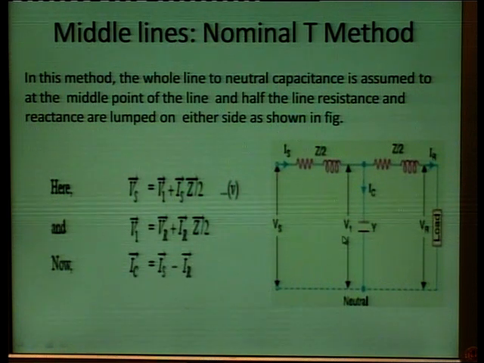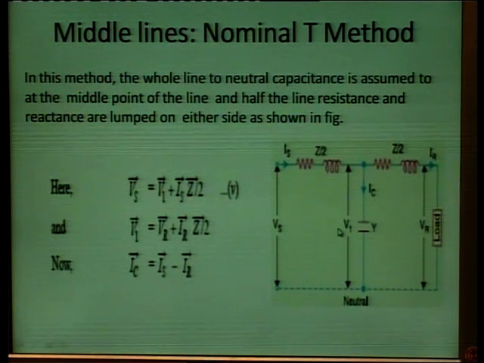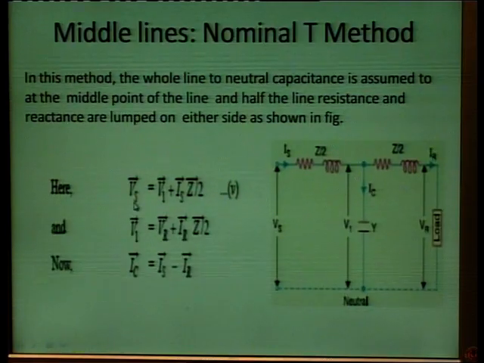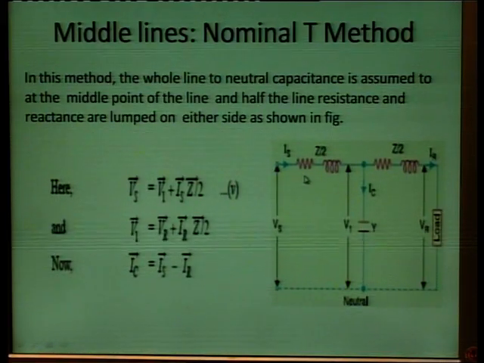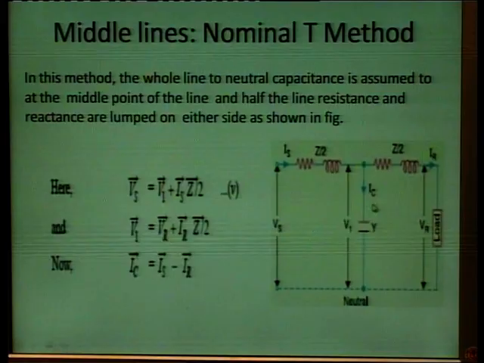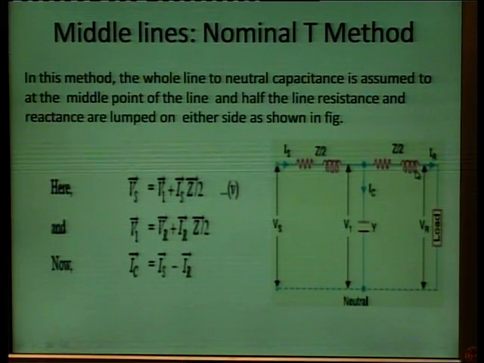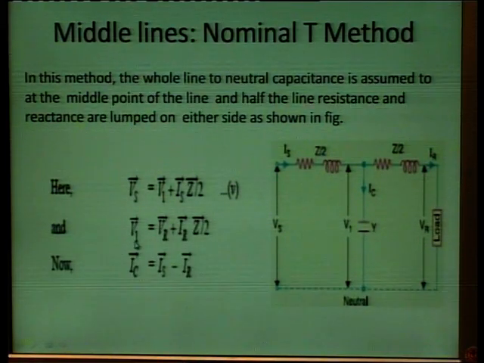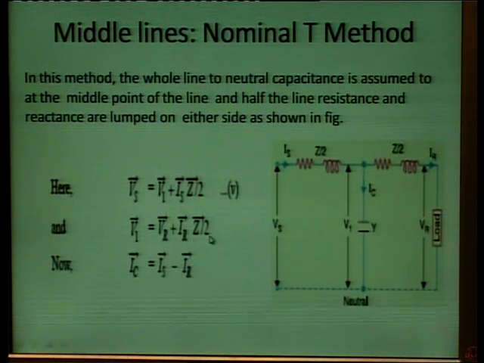So we can write different equations of the voltages by using KVL. Vs is equal to the value of voltage V1 at the shunt element plus the drop across the Z by 2 element. So we can write that Vs is equal to V1 plus Is into Z by 2, and the value of V1 will be VR plus IR into Z by 2. So we have written here V1 is equal to VR plus IR into Z by 2.